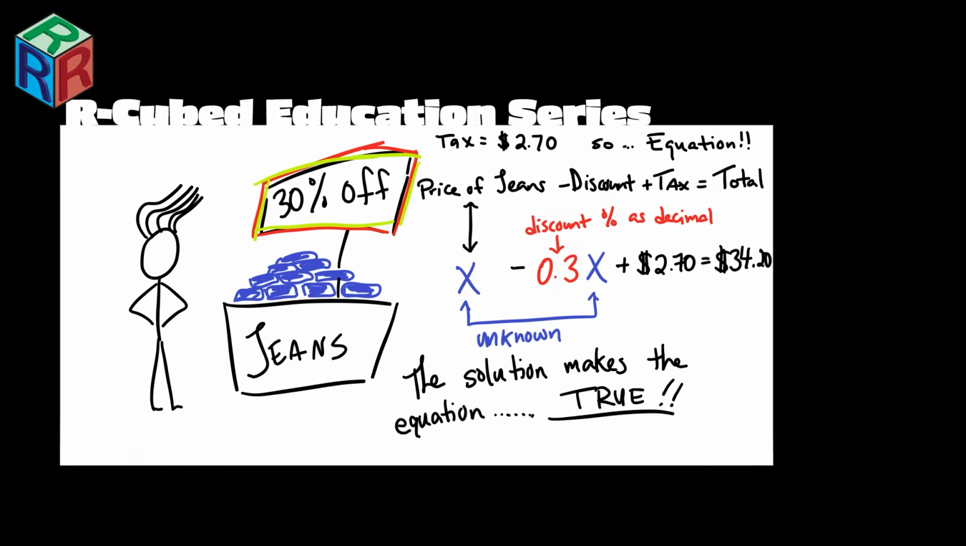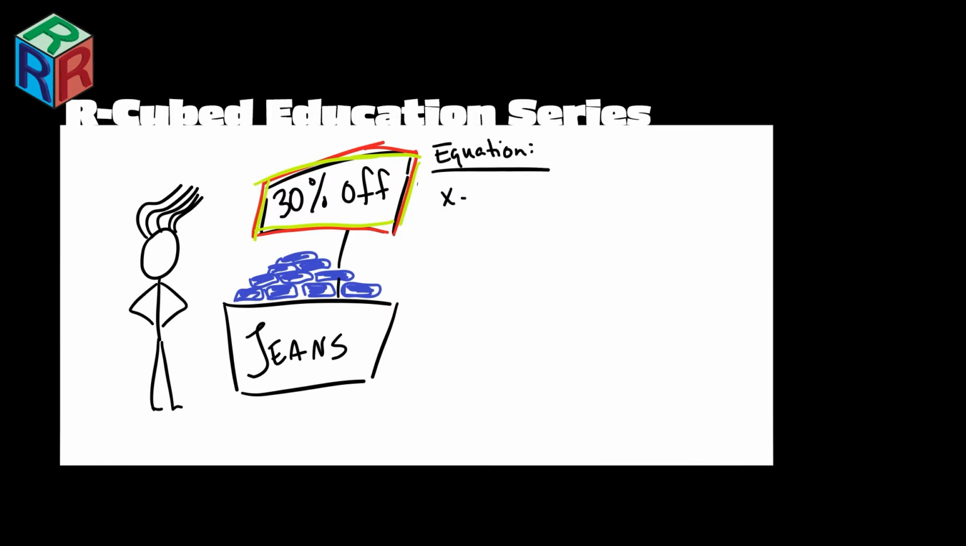Exactly right. Good job. And so in this specific case, the X would be the price of the jeans that would end up with you paying $34.20 with taxes and discount applied. Okay, so now we're gonna try different numbers to see if we can verify a solution. Remember, a solution makes the equation true.